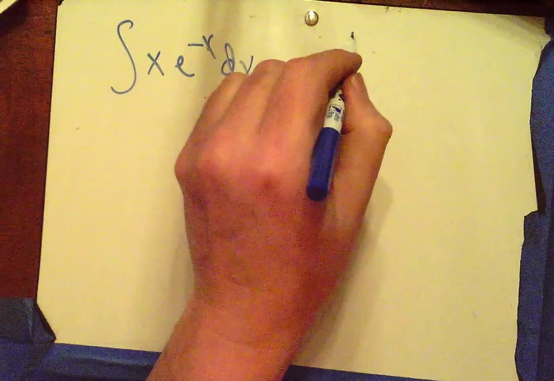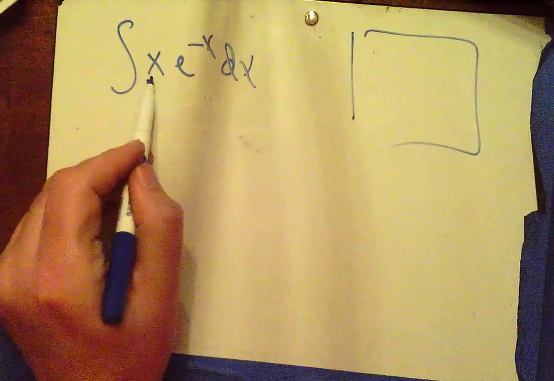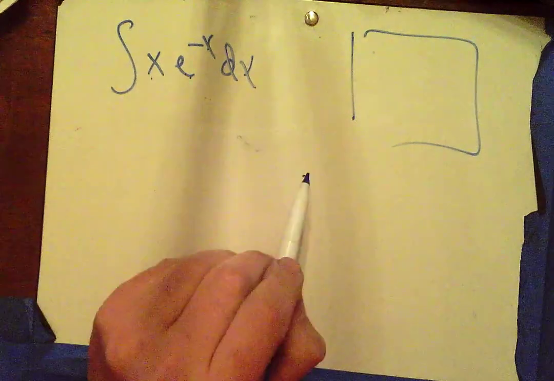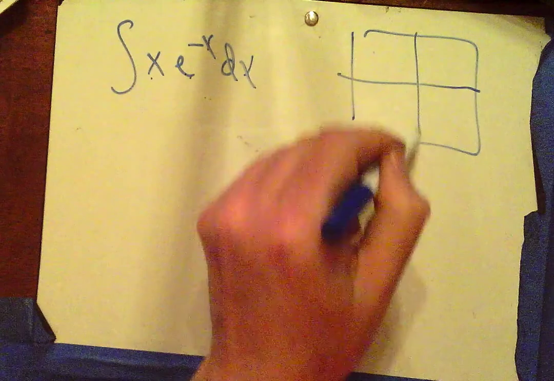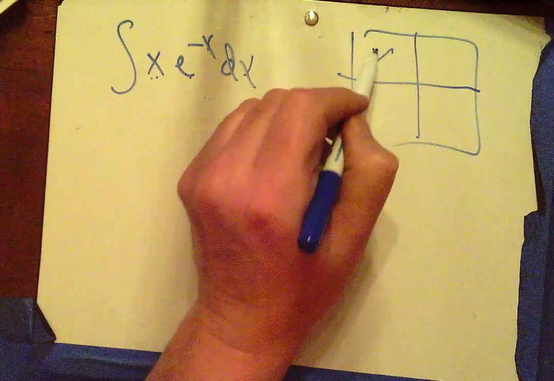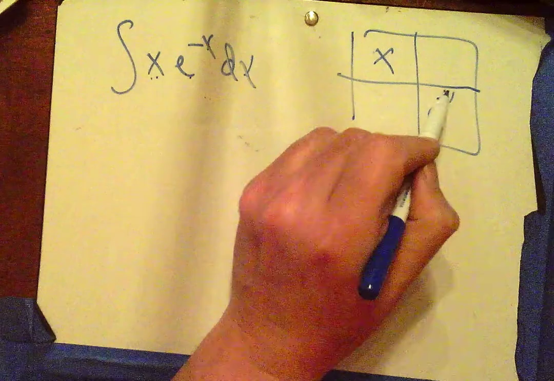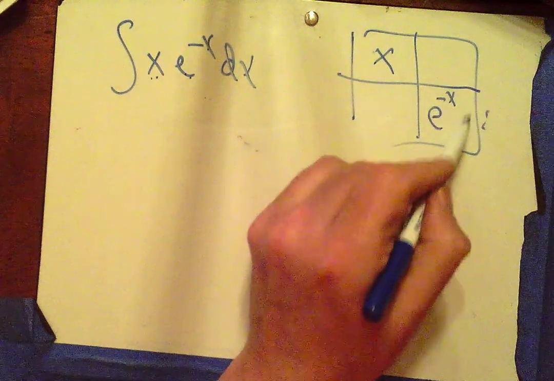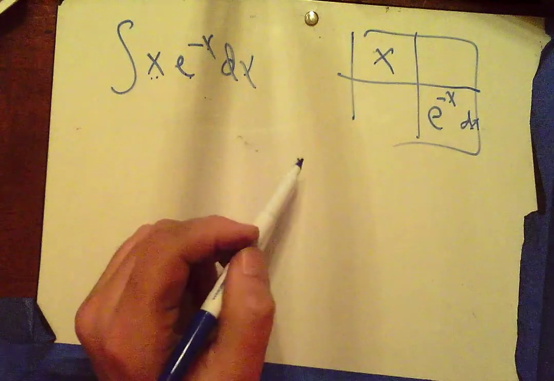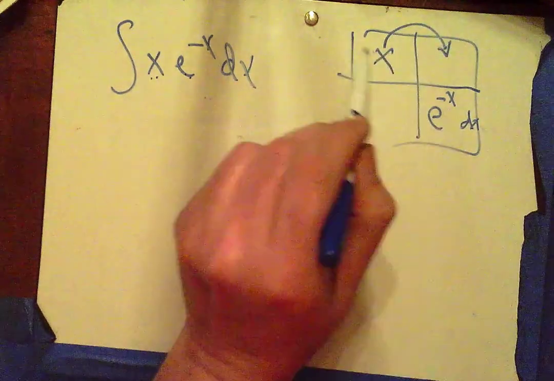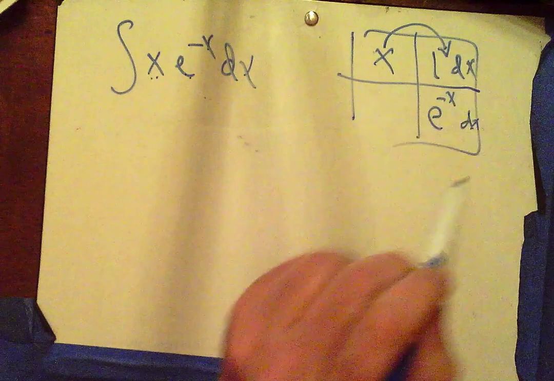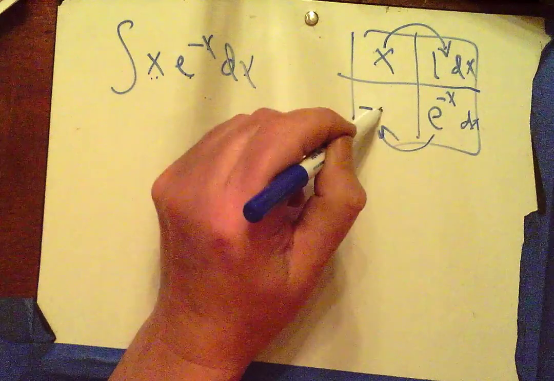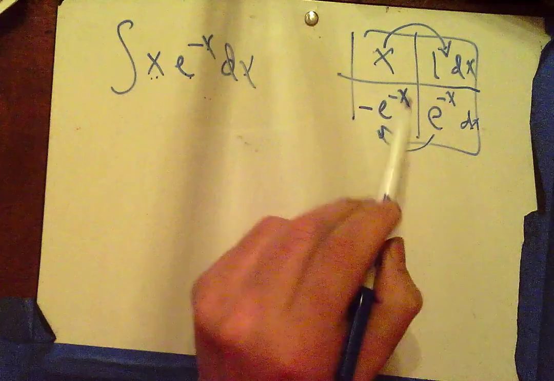So I've got a function and someone else's derivative. Again, I'm going to put the polynomial here and e to the minus x down here, dx. So what goes here is the derivative of this. What goes here is the antiderivative of this. Okay, so that's negative e to the minus x. You might want to check that.